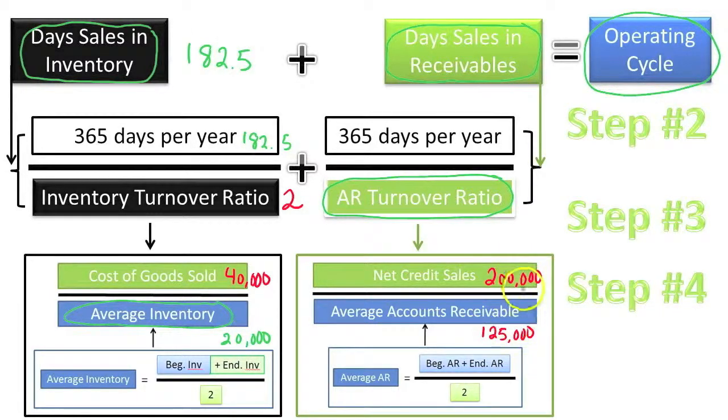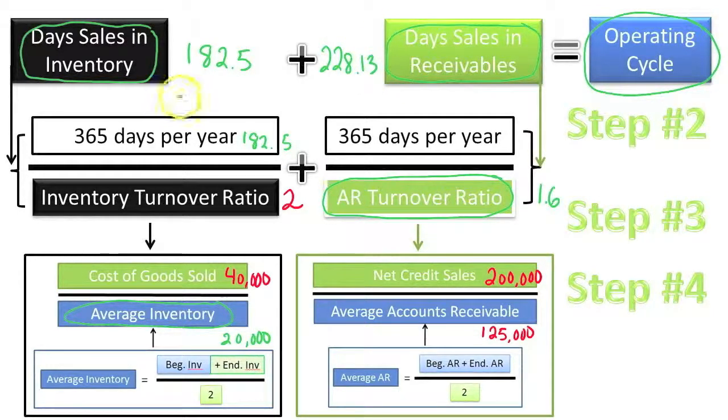We already know the 2 pieces of this variable to solve for AR turnover. So if we take $200,000 of net credit sales divided by the average receivables balance of $125,000, we get an AR turnover ratio of 1.6. Now that we know the AR turnover ratio, we can take 365 days and chop it up into 1.6 pieces, which is how many days it takes to collect on the receivables, and we get 228.13 days, rounded to the nearest 2 decimals.